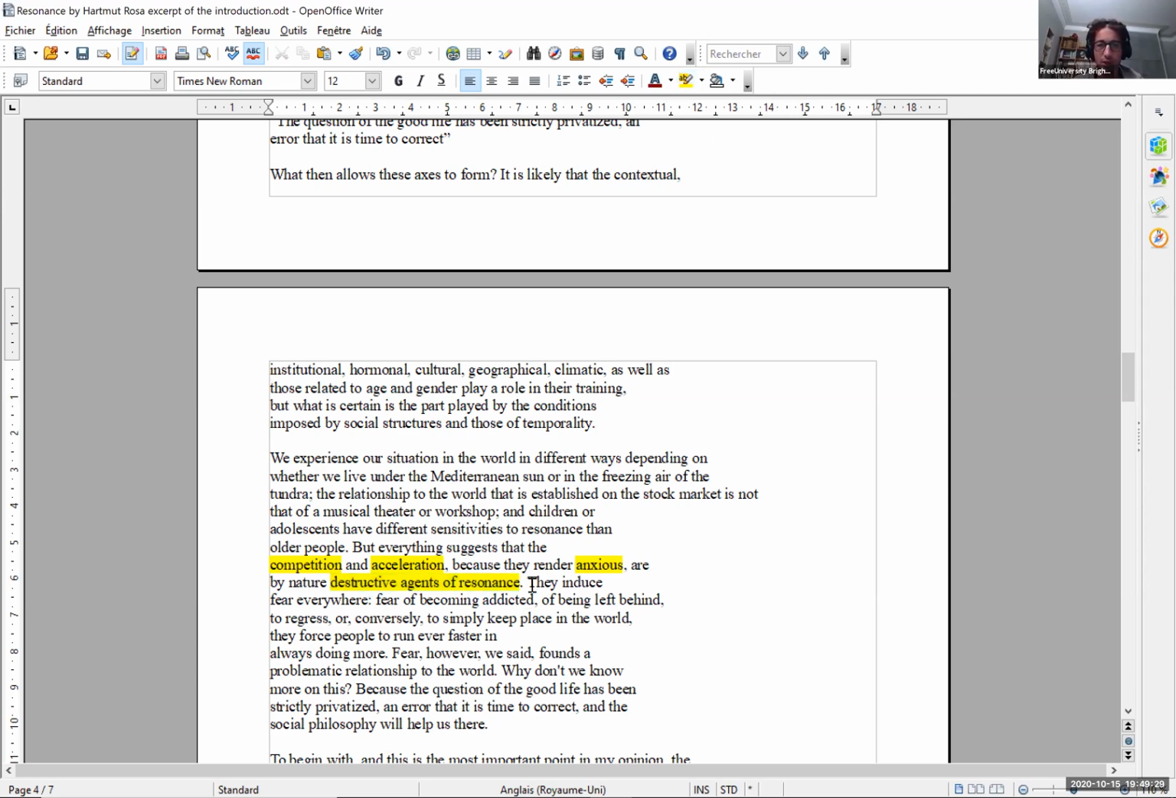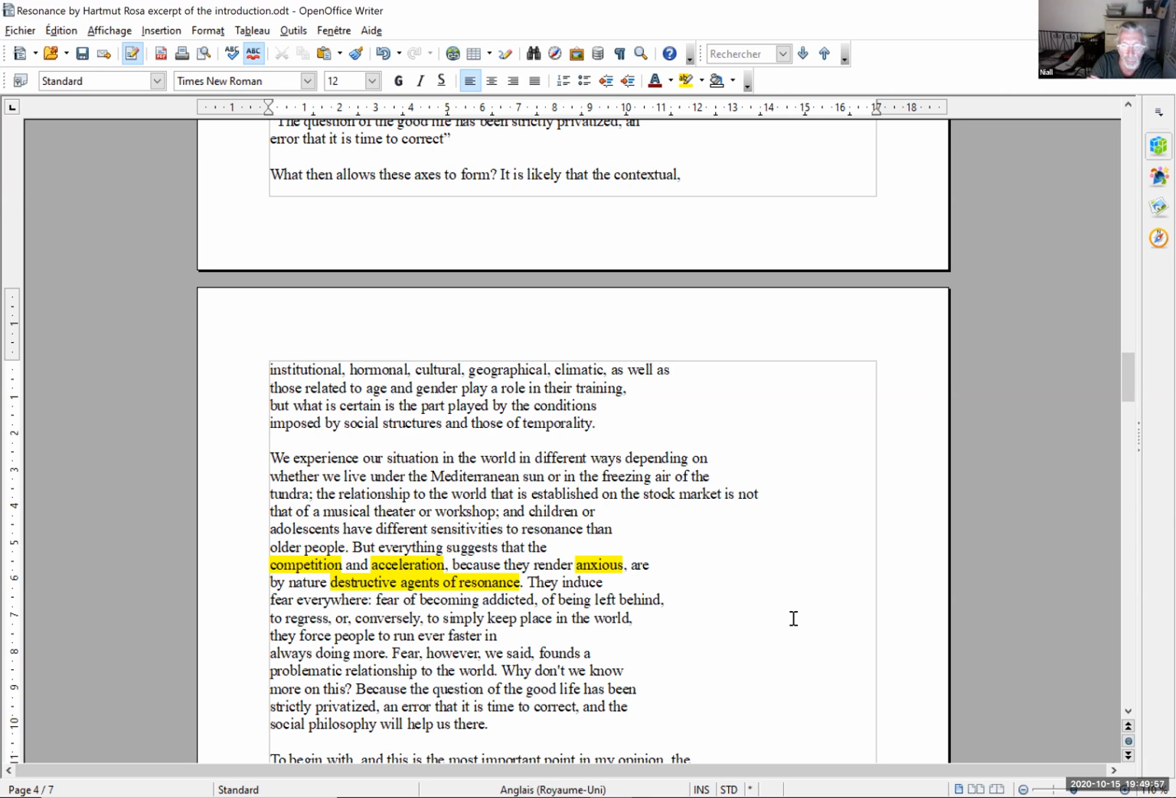So where were we and who was reading? I think it was Nia. Yeah, and I interrupted you at "they induce". They induce fear everywhere, fear of becoming addicted or being left behind. To regress, or conversely, to simply keep place in the world, they force people to run ever faster, always doing more. Fear, however, we said, founds a problematic relationship to the world.